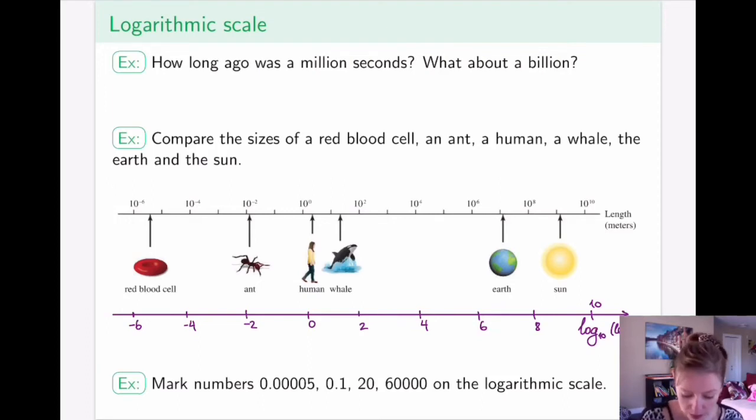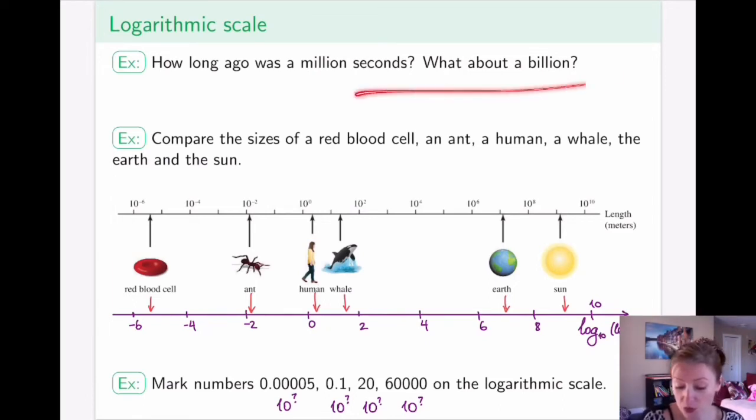So the red blood cell would be right here, somewhere between -6 and -5. The ant will be close to -2, a human will be close to 0, and so on. So all of these will move right as they were, except for not 10 to some power, but rather just the power itself. Okay? For a little exercise, try to mark these numbers on the logarithmic scale. In order to do that, you'll first have to write them as 10 to some power. So this is 10 to some power, each one of them. And then on the logarithmic scale, you will simply write down that power.